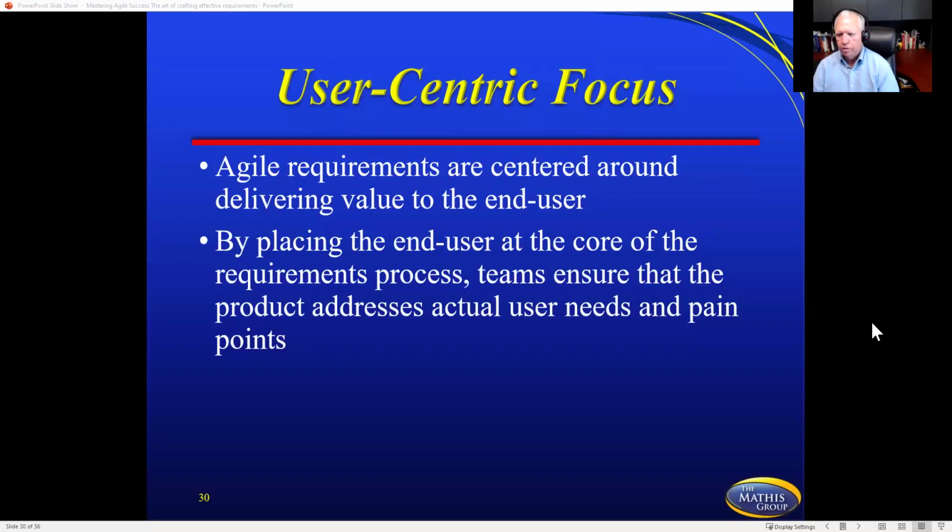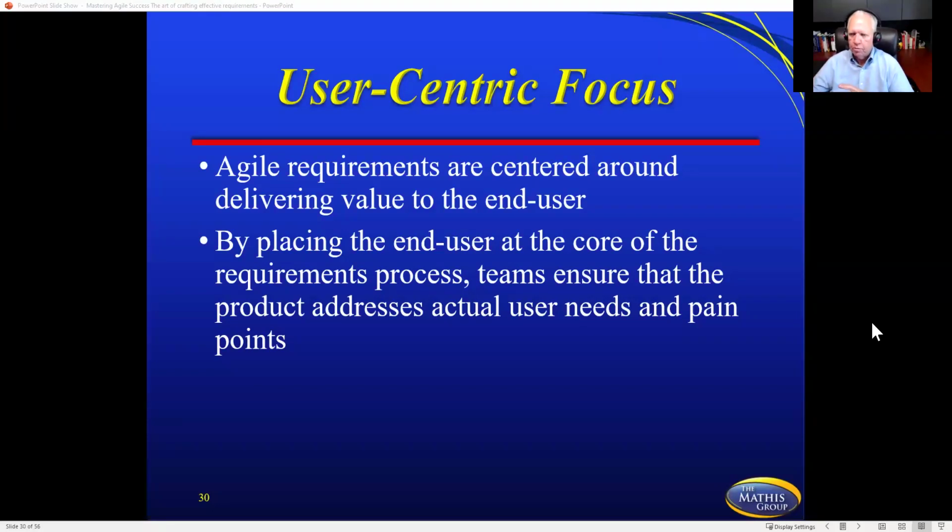User-centric. Agile allows us to really focus on the customer. Agile requirements are centered around delivering value to the end user. What is it the customer needs? What is it that they're wanting? And so that end user is constantly our persona or our focus. We're looking at everything through the eyes of what that customer wants.